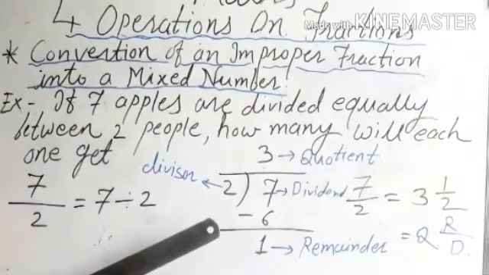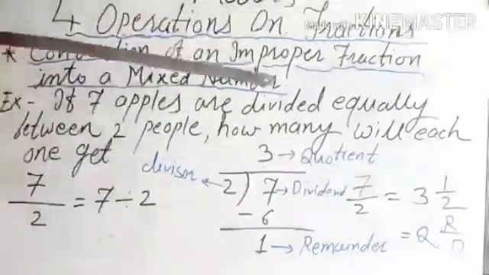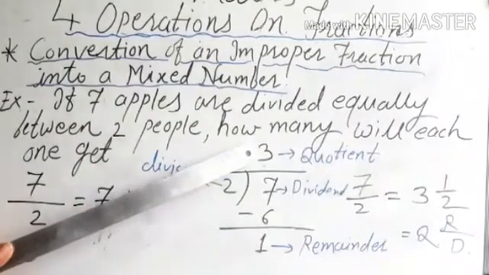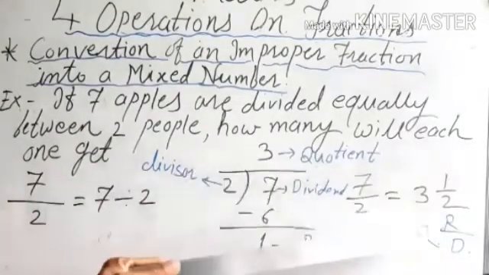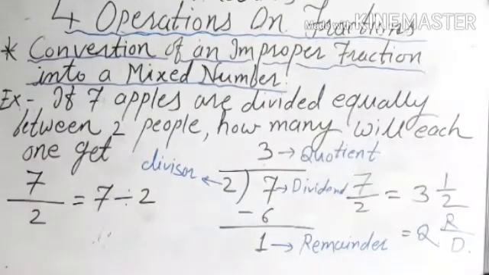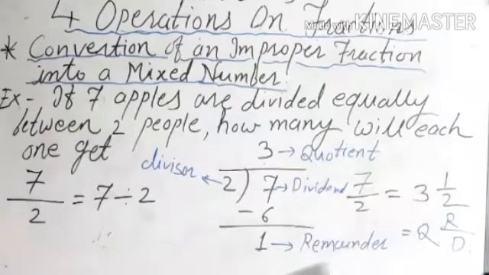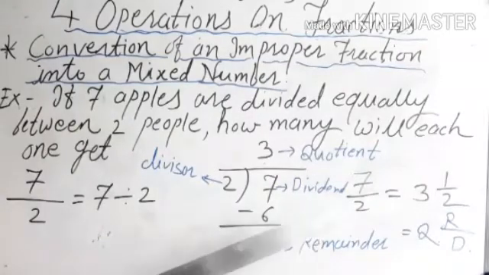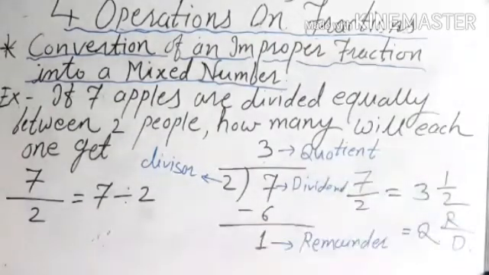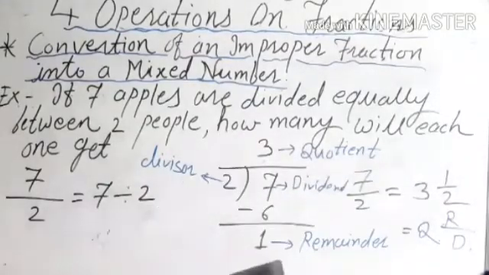Now how do we write this division as a mixed number? So 7 upon 2, if I want to write it as a mixed fraction, how can I write it? First you have to write the quotient as the integral part. Mixed number means two parts are there, one is the integral part and one is the fractional part. So as the integral part, what do you have to write here? 3. Then in the numerator place you write 1, and then upon the divisor, that is 2.